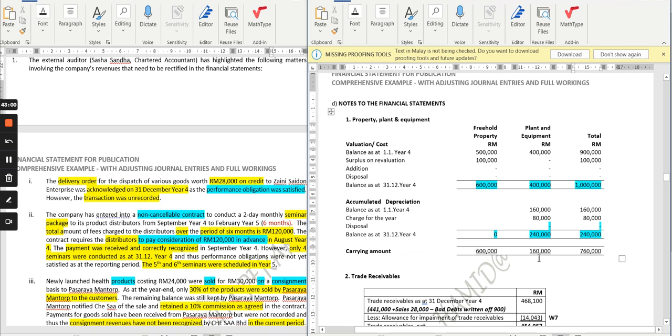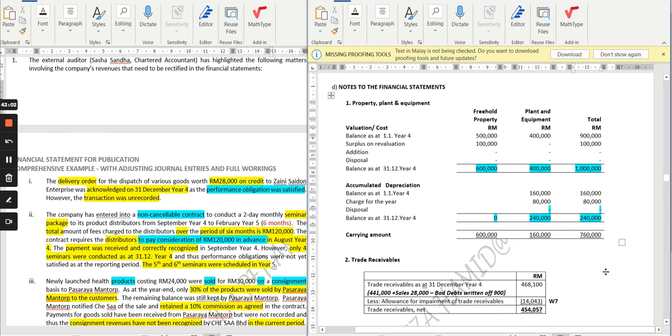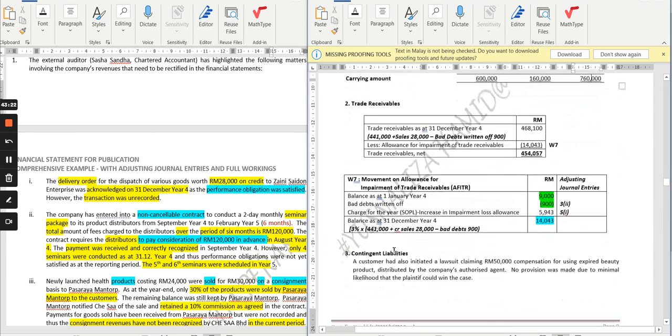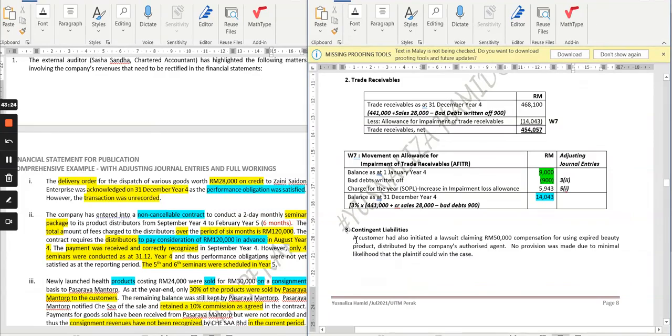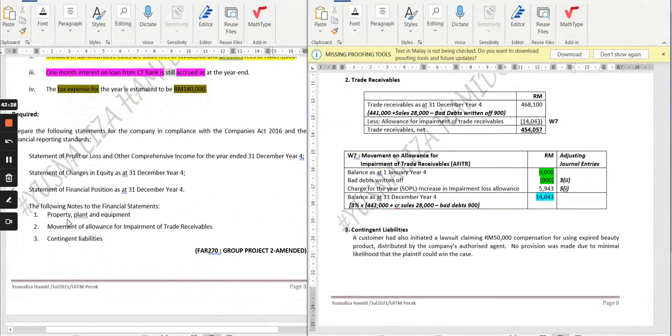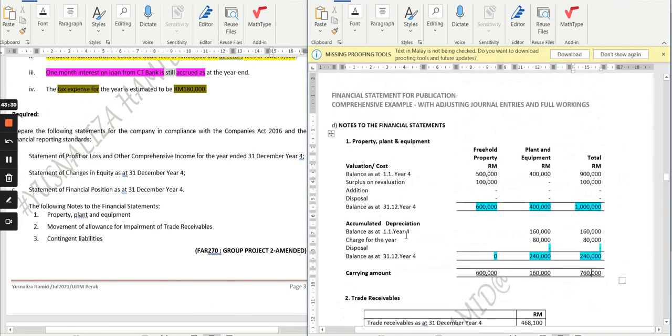Carrying amount 760,000. Go and check if there is any derecognition, any revaluation, elimination of accumulated depreciation as well, and any adjustment for that. Nothing. So we have done all this. So this is the answer for the last part, which is the property, plant and equipment. These are the 3 answers.